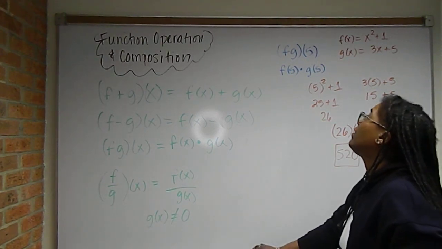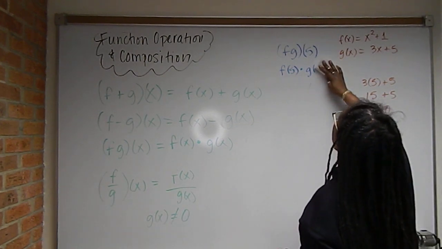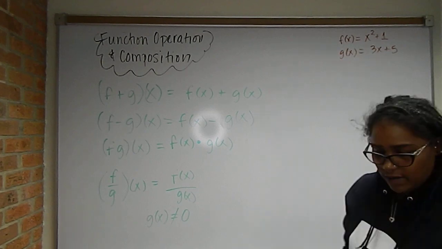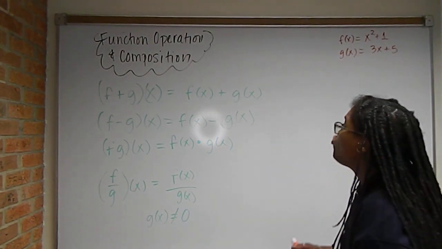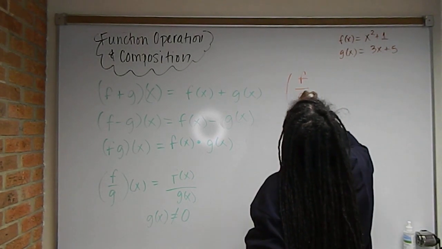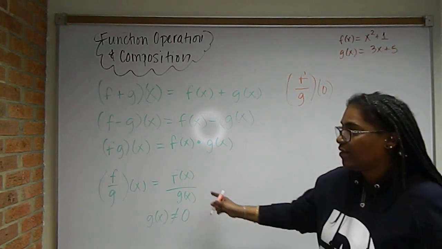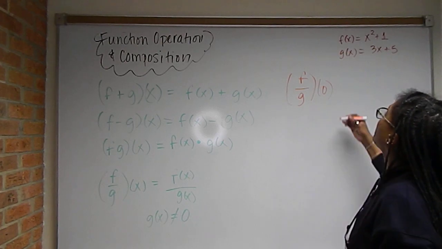Okay. Let's go with, let me leave my functions up there. So this one is going to be, what do we got? Ooh, f of g of 0. So what does that mean? F of 0 divided by g of 0.